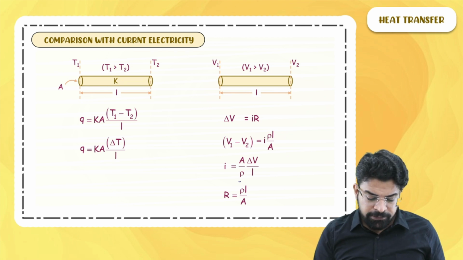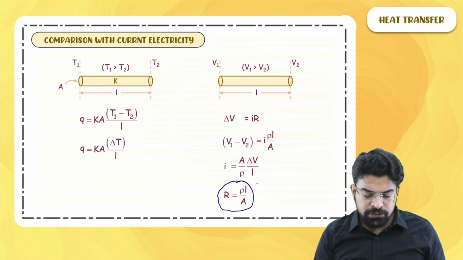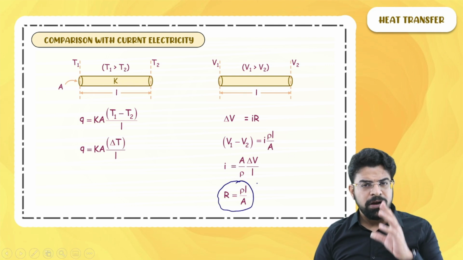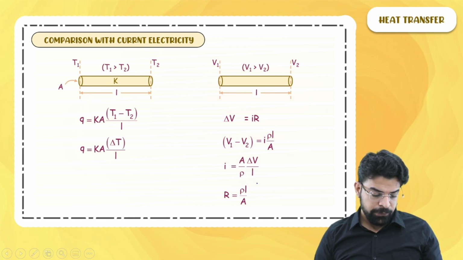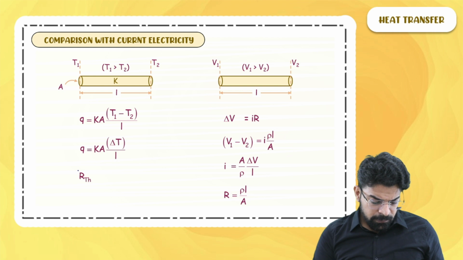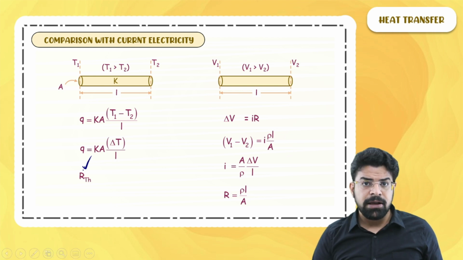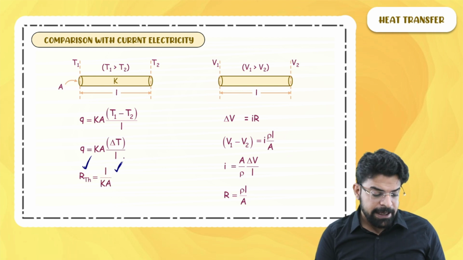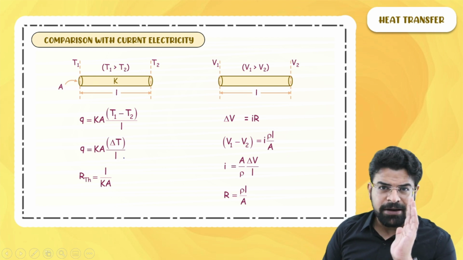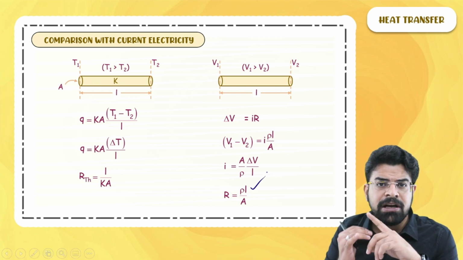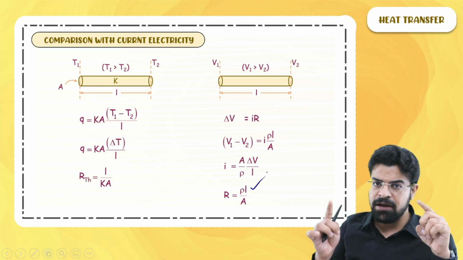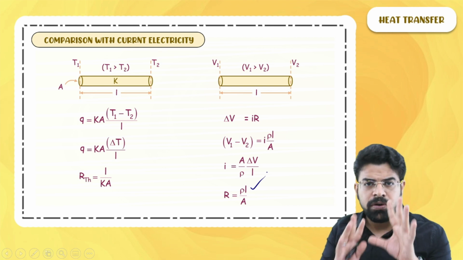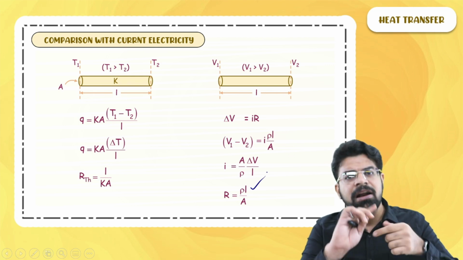Now, just the way for current electricity we use the term resistance very often, now we are going to use a term called thermal resistance. So we say that the thermal resistance equals L by Ka. You know that electrical resistance is rho L by A. Beta, what is rho? Electrical resistivity. What is L? Length. What is A? Cross-sectional area.